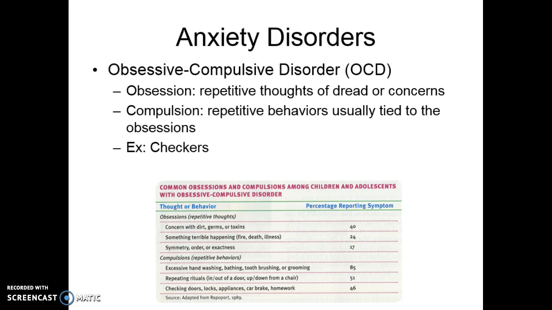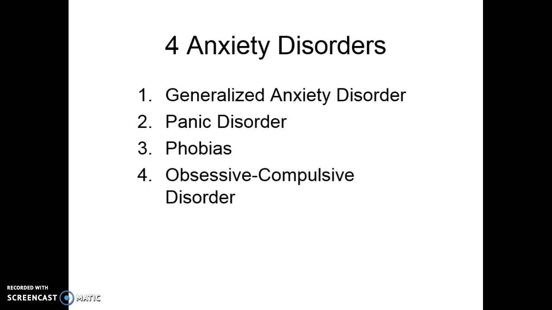Okay, let's move on. You know what? I think we're going to stop there for today. That looks like enough for today. So these are the 4 different anxiety disorders. There they are again: generalized anxiety disorder, panic disorder, phobias, obsessive compulsive disorder. Please know how they're different because that's going to help us distinguish them from each other. Know their symptoms because that's going to come into play in about a week or so.